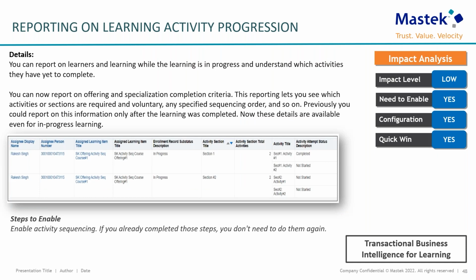The next is about reporting on learning activity progression. This particular feature is related to OTBI, or reporting within learning. Now you can report on learners and the learning while the learning is still in progress, so that you can see which activities are completed versus which are still pending. You can report out on offerings or specializations, and this report lets you see all the activities and sections, whether mandatory or not mandatory. You can even see the sequence in which they are created or assigned to an individual.